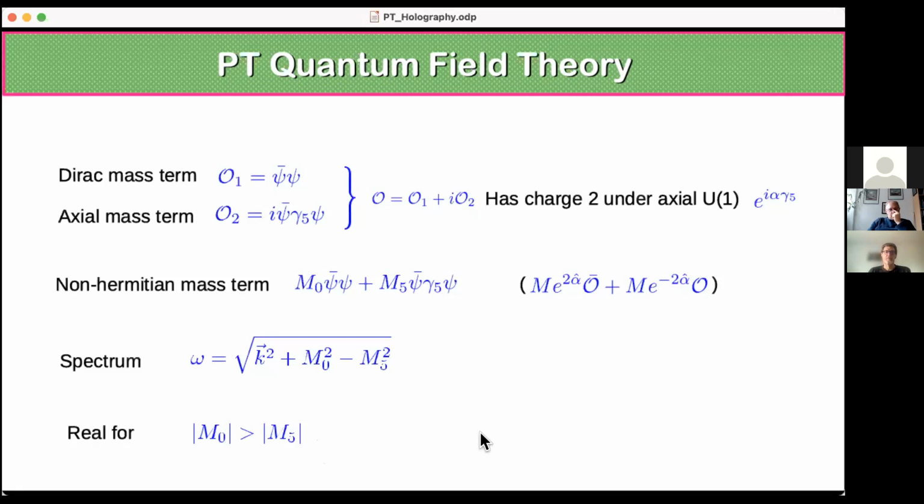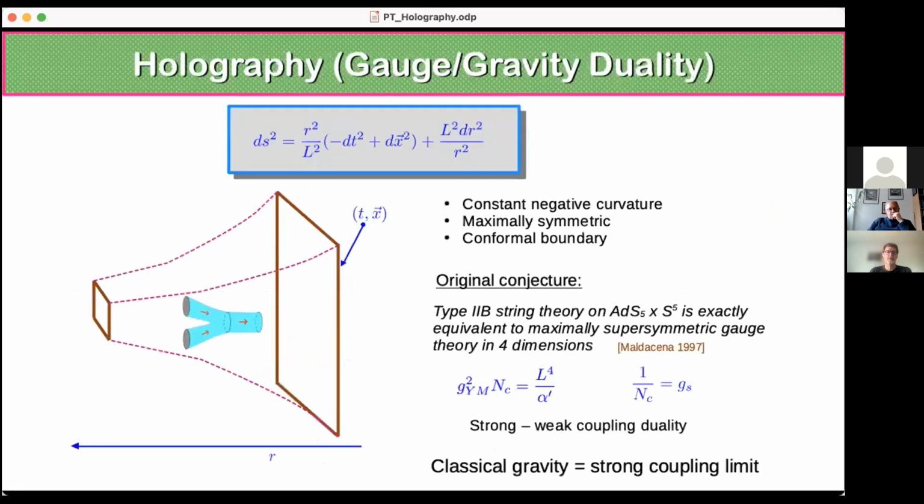Okay, so this is all not new to you. You know all this perfectly. Now comes the new stuff, the ingredient which I'm adding, and this is holography, also known as the gauge-gravity duality.